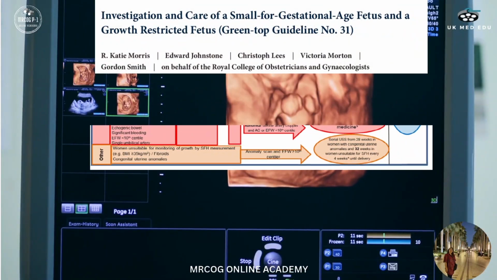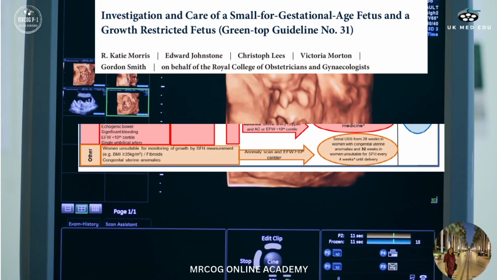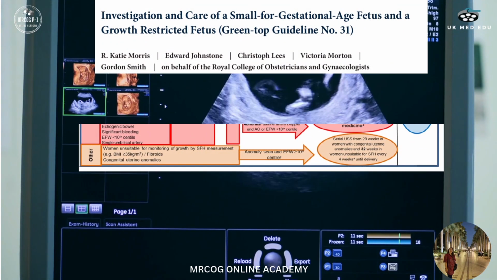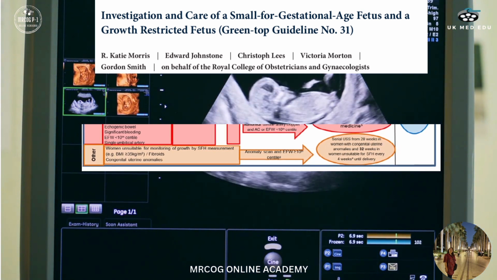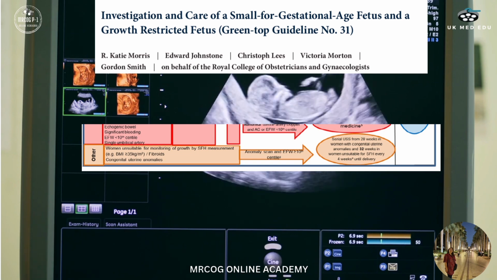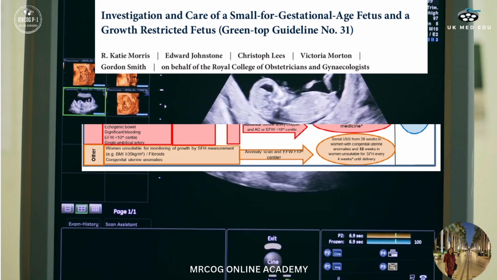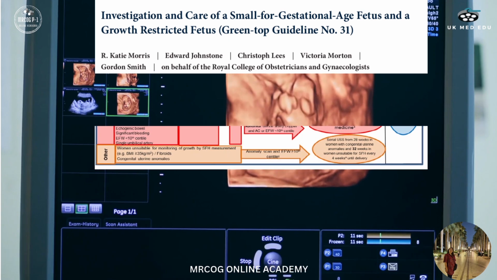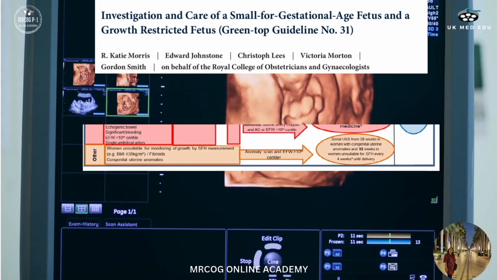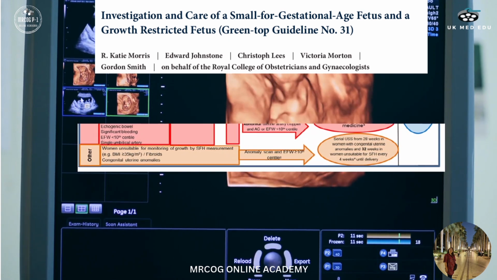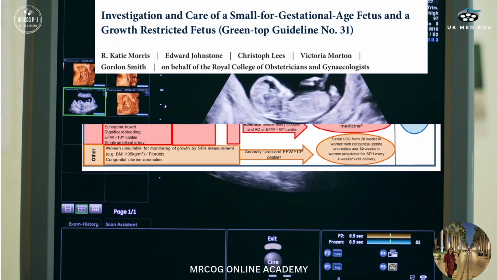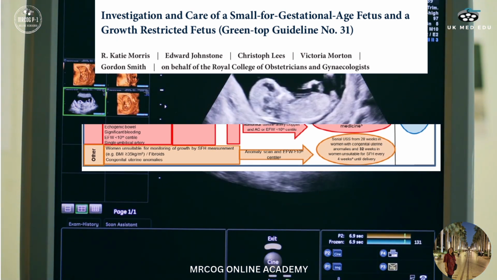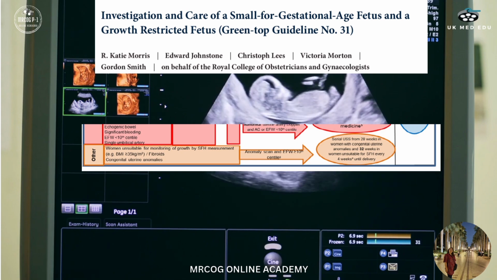There are some other factors, like women unsuitable for monitoring of growth by symphysiofundal height measurements, BMI more than or equal to 35 kg per meter square, or fibroids or congenital uterine anomalies. In that case, if anomaly scan is normal and estimated fetal weight is more than or equal to 10th centile, that is normal, we can do serial ultrasonography from 28 weeks in women with congenital uterine anomalies and 32 weeks in women unsuitable for symphysiofundal height, every 4 weeks until delivery.